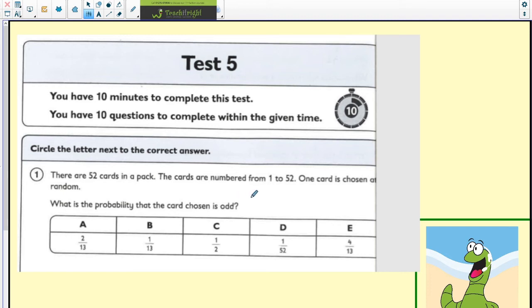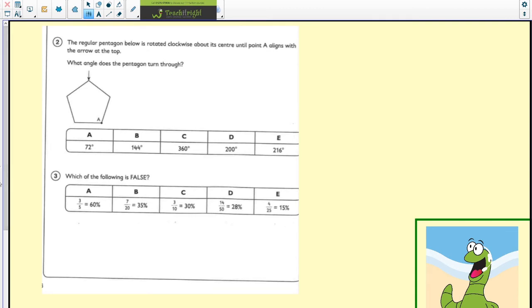Well, how many odd cards are there in a pack? Well, half of them. So right off the bat, you could say it's 1 out of 2. But if I wanted to go through and think about it more carefully, I could also say that it's 26 of them out of 52. But eventually, that would simplify down to half. Nice question to start with. Question 2.